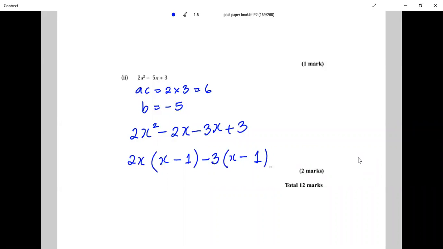So right now, x minus 1 is common. So I'm going to have x minus 1 in the first bracket. And in the second bracket, I'm going to have 2x minus 3. All right, and of course, that is the end of the question.